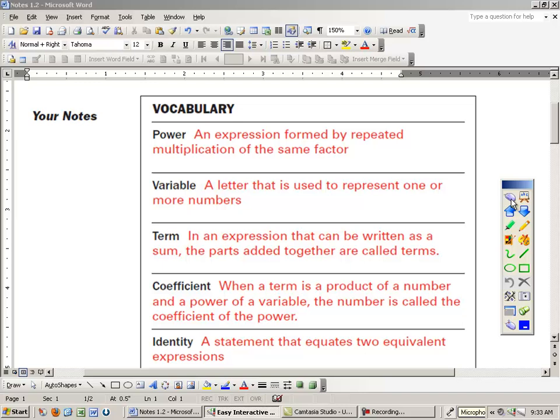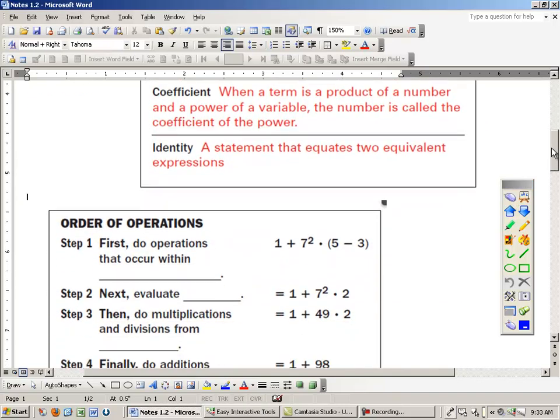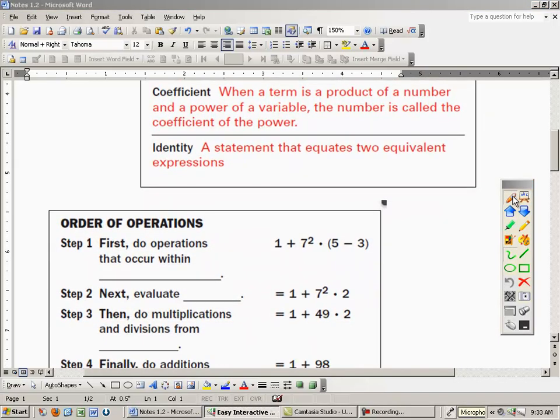Okay. The next piece of this then is this word coefficient. Don't be intimidated by this word. Again, all this means is it's a number before a letter. So for example, 5x squared, the coefficient would be the 5. It's the number that comes before the variable component. It says when a term is the product of a number and a power of a variable, the number is called the coefficient of the power, so the number that comes in front. And again, that means that we have 5 of those. This is 5x squared, so we have that quantity x squared, 5 times.